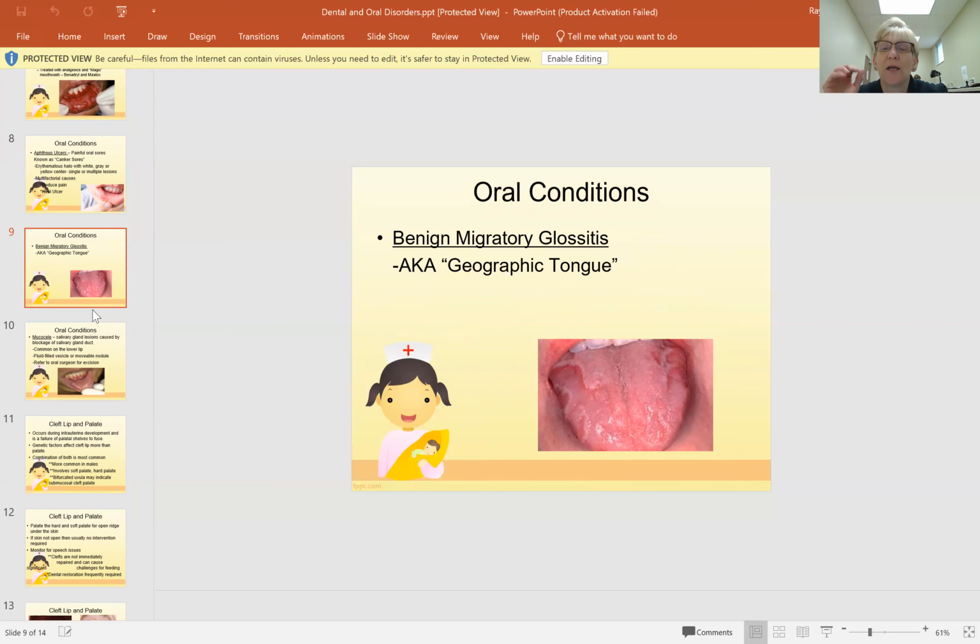Benign migratory glossitis, otherwise known as geographic tongue. Geographic tongue can be normal, or it can be a sign of another condition, but if their tongue looks like this all the time, then they just have geographic tongue, and they think they've got sores. As long as their tongue is not sore and they're eating and drinking okay, it doesn't seem to be bothering them. This is geographic tongue, and there's not a whole lot you can do about it. It just is what it is. But sometimes just reassurance that this is normal and this is what it's called makes a parent feel better.